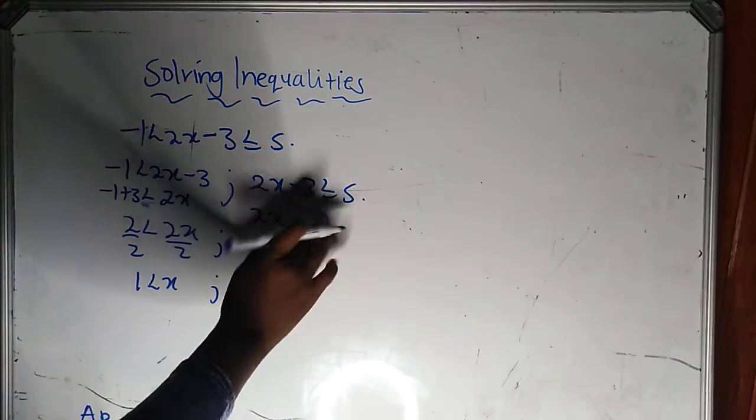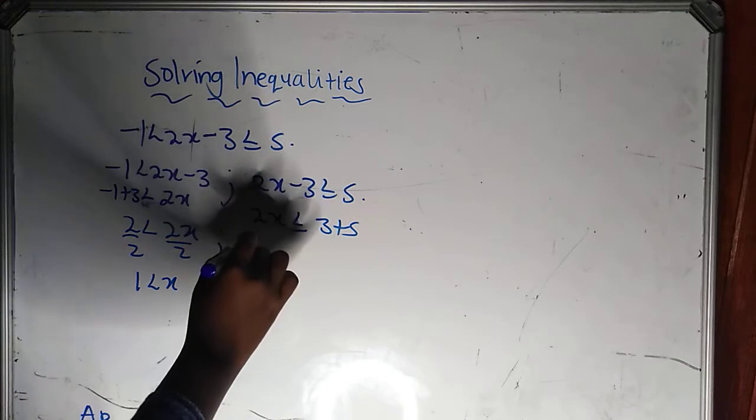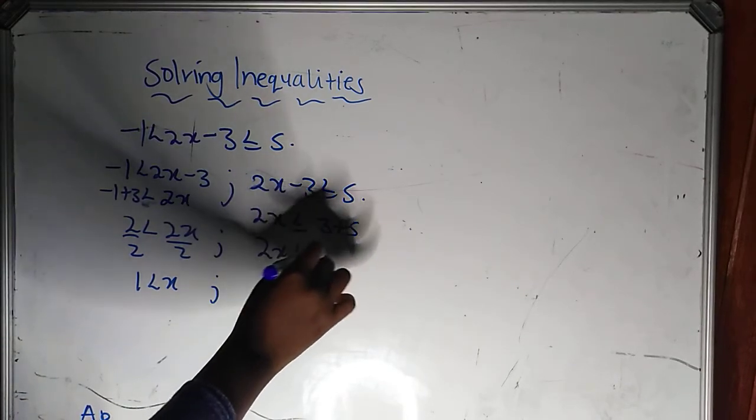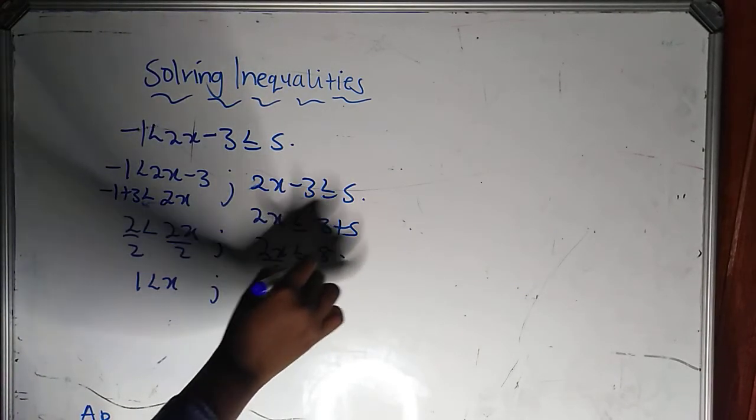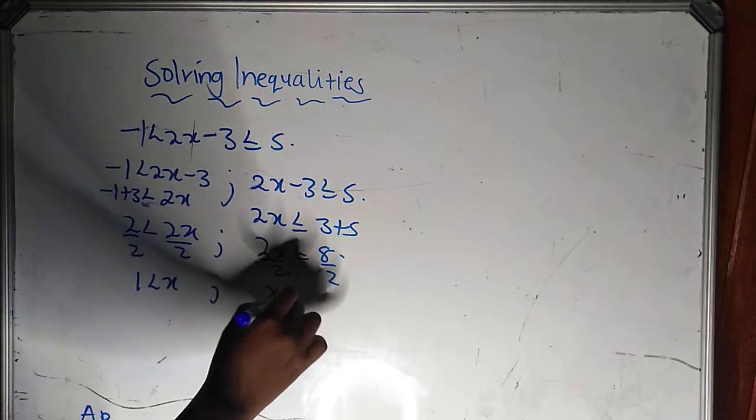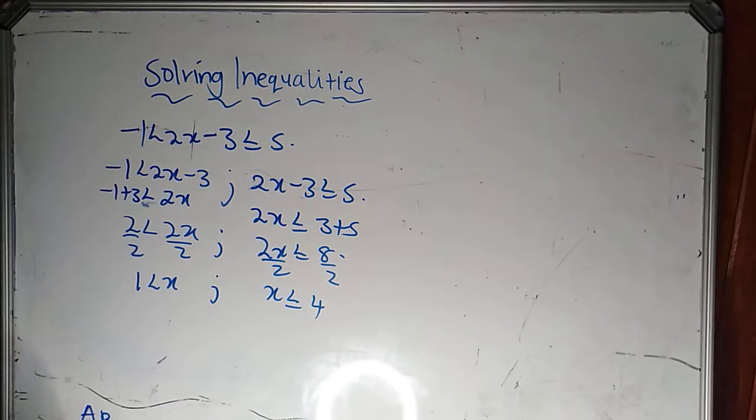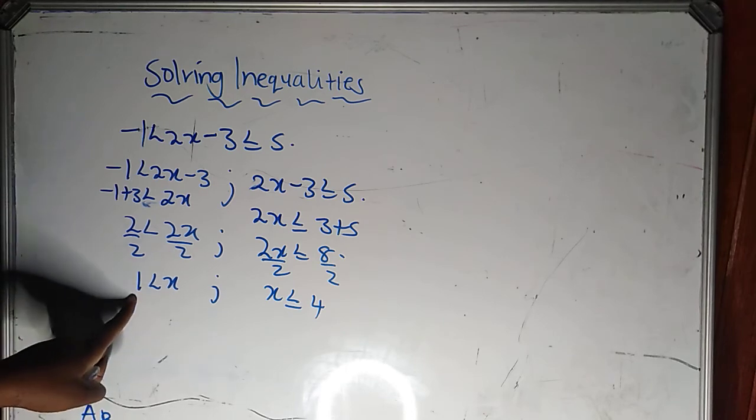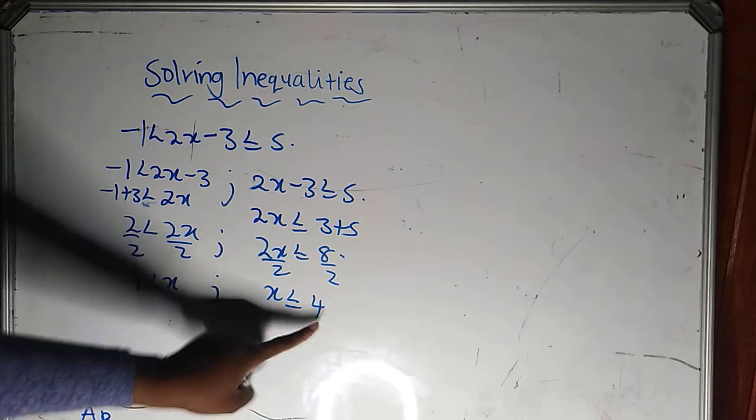Well, let me just show it. 3 plus 5. So 2x is less than or equal to 8. I divide by 2 both sides. My x is less than or equal to 4. So now, my final solution. What will be my final solution? The x values, they are greater than 1. But then they are less or equal to 4.